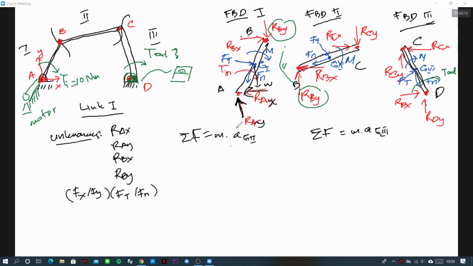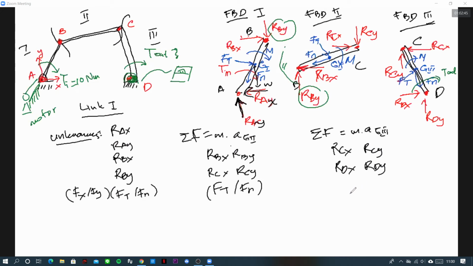And here in this link, how many unknowns do we have? We have RBX, RBY, RCX, RCY, and we have the inertia force, FT or FN. And in the last link we have RCX, RCY, RDX, RDY, and we have T output.